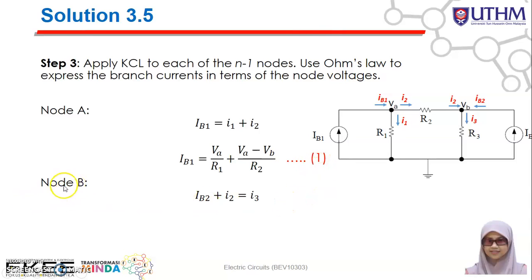Next, we apply KCL at node B. For node B, I2 plus IB2 will be equal to I3. And then after that, you apply Ohm's law to express the branch current in terms of the node voltage. So you have IB2 plus I2 will be equal to, here I2 is the current through here, which will be equal to VA minus VB divided by R2, because current flows from the higher potential to the lower potential. Equal to I3. I3 will be equal to VB minus 0 divided by R3. So 0 can be further simplified, becoming VB divided by R3. So this equation we consider as equation number 2.